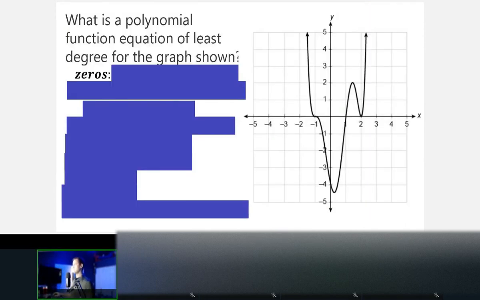I think I have one more for all of you. Oh, okay. This was a little different. All right. So this one, you're given the graph, and now we have to write our function. Now, it says, what is the polynomial function equation of least degree for the graph shown? You don't have to multiply it out. So I would just like you to write your answer in factored form.